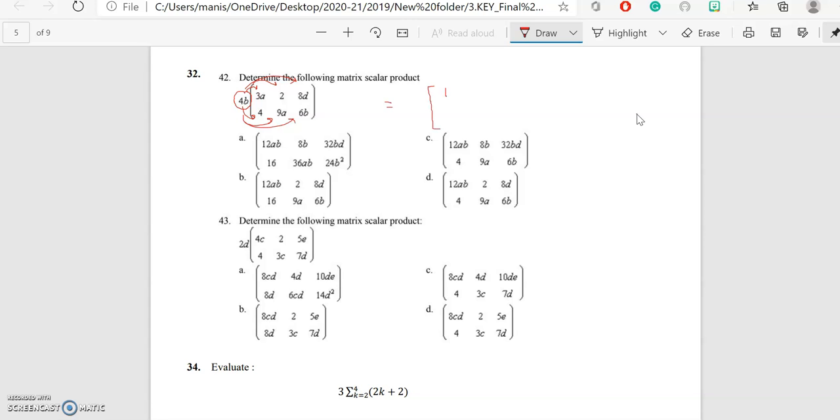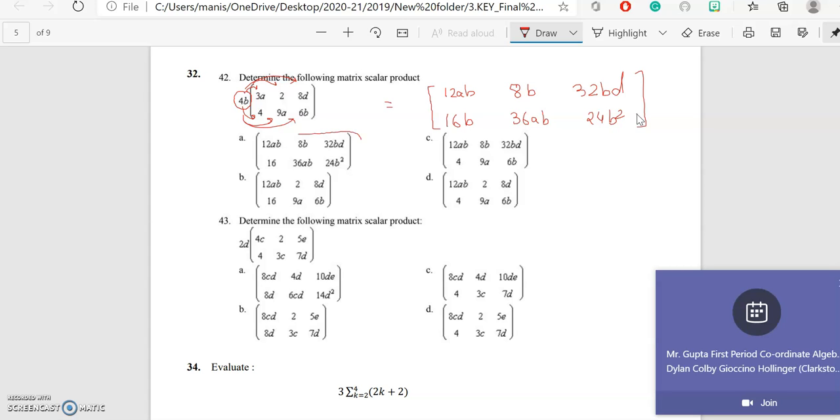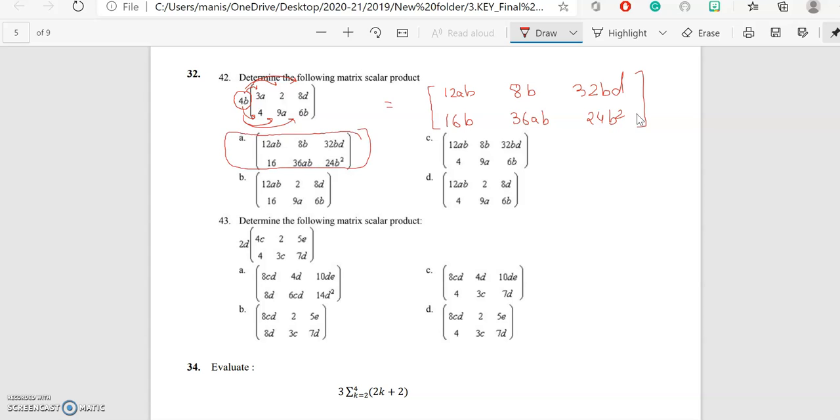4b times this will be my 12ab, 4b times this will be my 8b, this will be my 32bt. Now this will be my 16b, 4 times 9 is 36ab, and 4 times 6 is 24, b times b is b squared. This is my answer. Do you see any answer choice which looks like this? So I see 12ab, 8b, 32bt, 16b. Okay, so I was able to find my correct answer choice. So 32A is my correct choice.